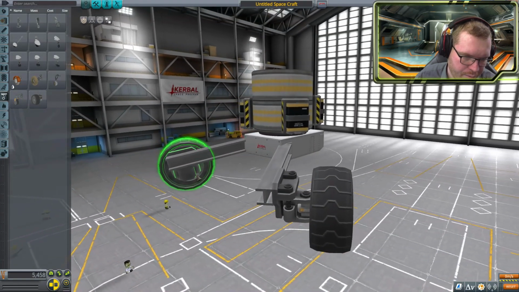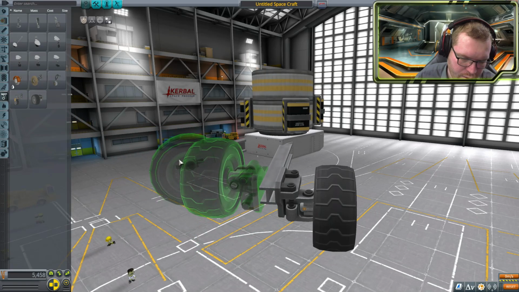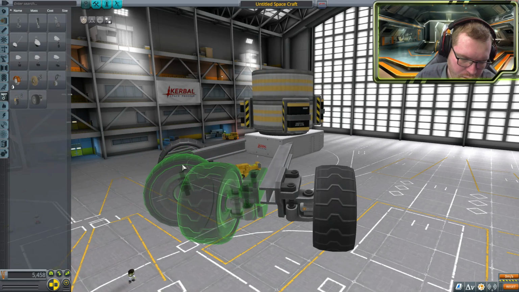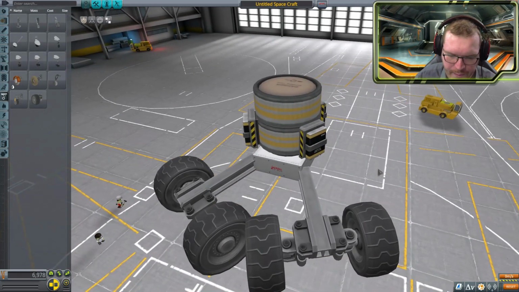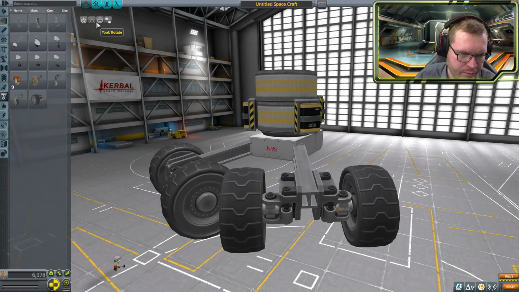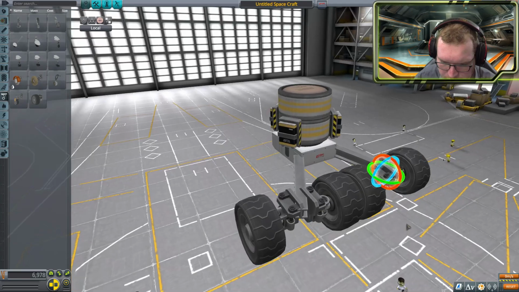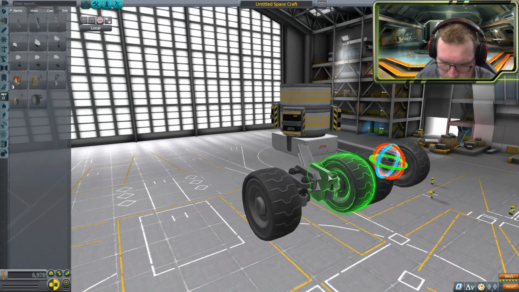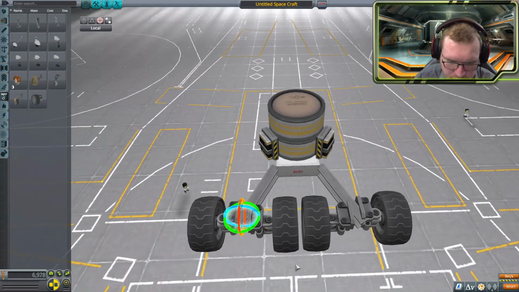Like so. We'll do fine tuning of the positioning later. The other one is gonna go on there. Yes. Okay, so first of all, we need to turn these wheels in the right direction. That looks about right to me. And we just, for good measure, gonna turn these so these are somewhat more horizontal.